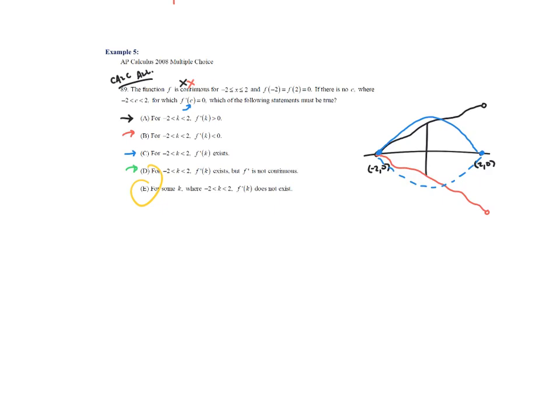Well, in order for me to get from -2, 0 to +2, 0 and keep the function continuous, I'll have to have some increasing portion followed by some decreasing portion, or the other way around. But in order for that to happen and for the derivative to never equal 0, that means that at some k value, let's call this value here, whoa, I don't want the highlighter, I want the pen. There it is. At some k value, f prime at k doesn't exist.